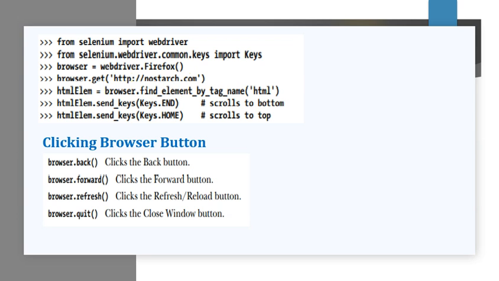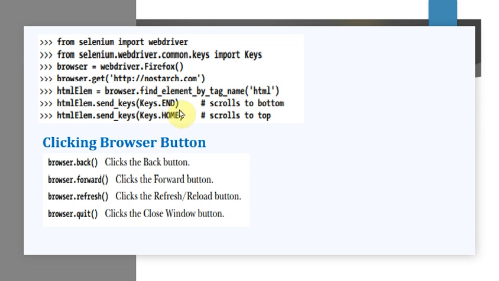Then what are we doing? We are using the find element, that is find_element_by_tag_name, that is HTML. The HTML tag is the base tag in the HTML file. So the full content of the HTML file is enclosed within this HTML as well as slash HTML tags. So calling the browser with this find_element_by_tag_name HTML, it is to send the keys to the general web page.